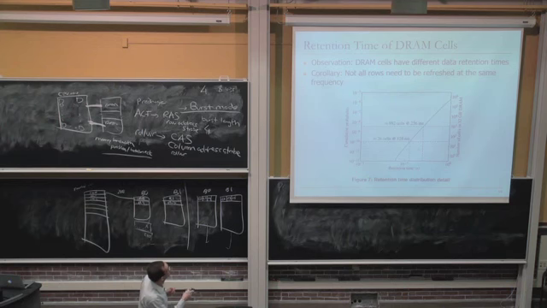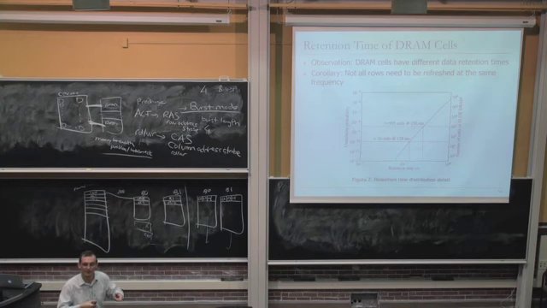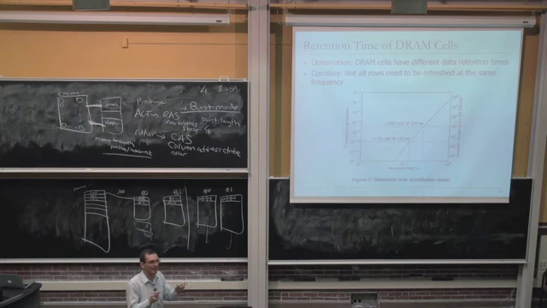So what this tells you is, not all rows really need to be refreshed at the same frequency, right? Because there are some cells that keep data for maybe minutes, if you extend this distribution. But there are some cells that keep data for less than 64 milliseconds. But the good thing is, those cells that keep data for very few milliseconds are very few. So you don't have that many rows that need to be refreshed very frequently. The problem is existing DRAM chips are specified to be refreshed at that worst case, every 64 milliseconds.